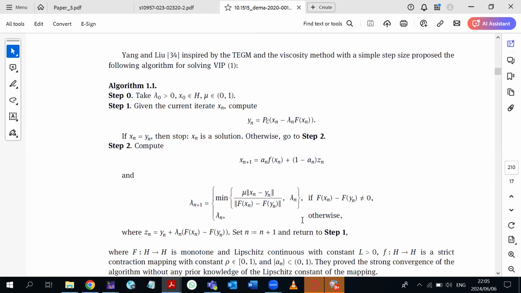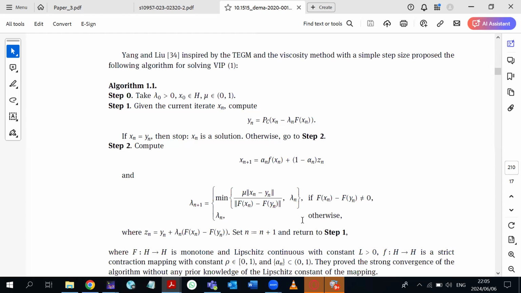Censor and viscosity. Censor in the sense that if you look at step 2, x_{n+1} here is a convex combination of f(x_n) and z_n. So what is z_n? If you go to the last line of the algorithm, they say where z_n equals y_n plus lambda_n (f(x_n) minus f(y_n)). If you see anything like that, you already know that thing has to do with Censor.